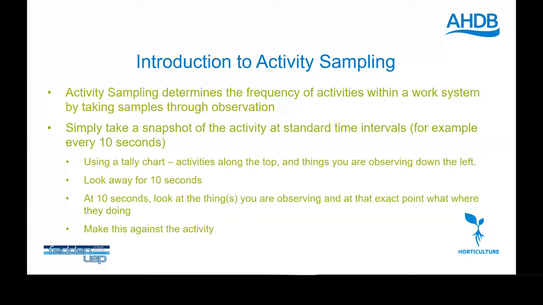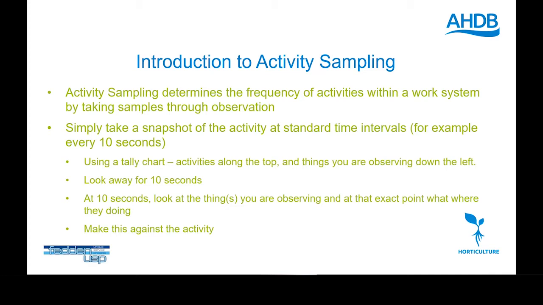So let's talk about how we do activity sampling then. Activity sampling determines the frequencies within a work system by taking samples through observation. Traditionally, how we used to look at people working is we'd stand there with a stopwatch and try and time everything they did. But it's really difficult to do accurately, and really hard to get that level of accuracy and detail. So activity sampling is a simpler way of doing that.